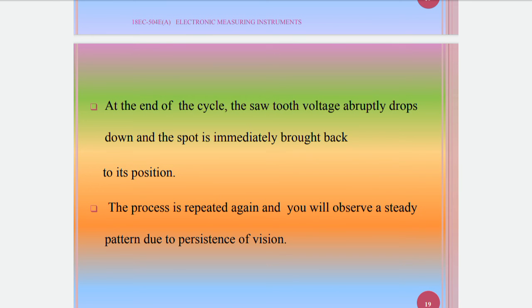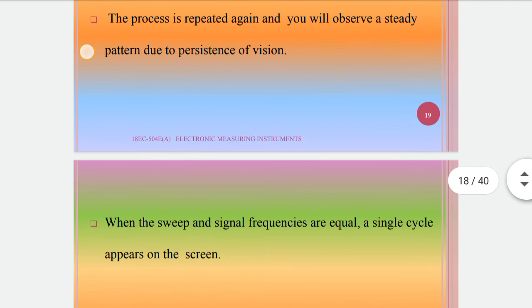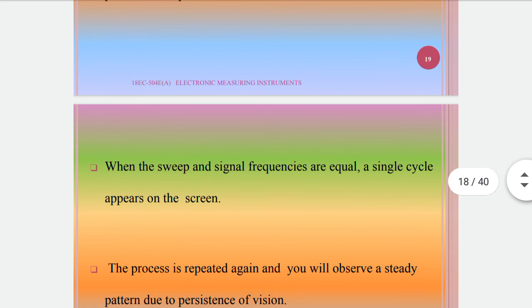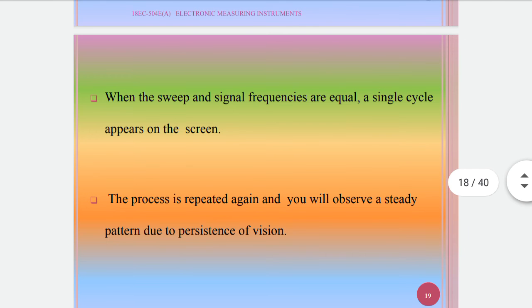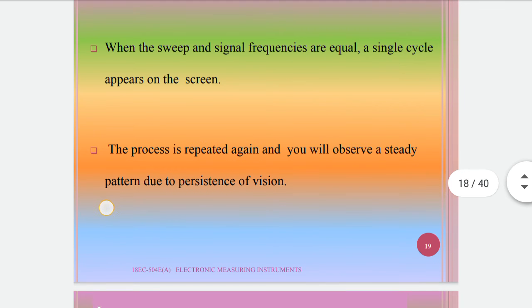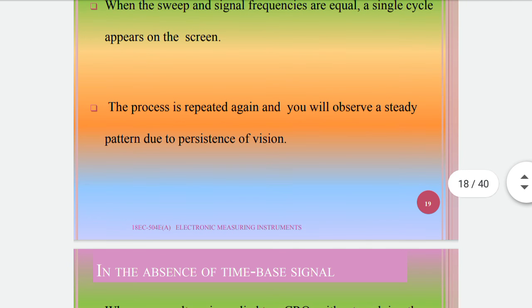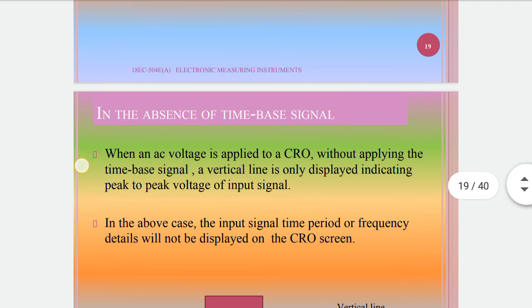input voltage frequency, which means that when the sweep and the signal frequencies are equal, a single cycle appears. Suppose you want more than one cycle, the sweep voltage frequency has to be a submultiple of the input voltage frequency. That means we can get more cycles. So the process is repeated again and you will observe a steady pattern due to the persistence of vision.